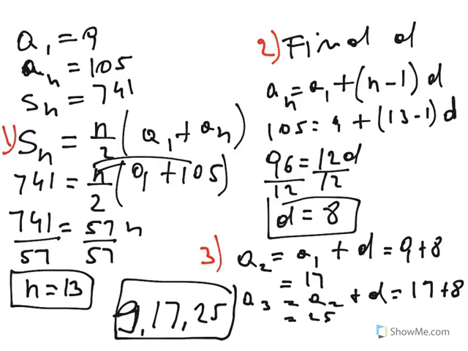So remember one more time, I used 3 steps here. First step, since I know the a sub n, I can use this formula, and I can find the number of terms, which I found to be 13. On step number 2, I can use the explicit formula for arithmetic sequences, and I find d equals 8. And step number 3, I keep adding the common difference to the previous term, and the first 3 terms are 9, 17, and 25.